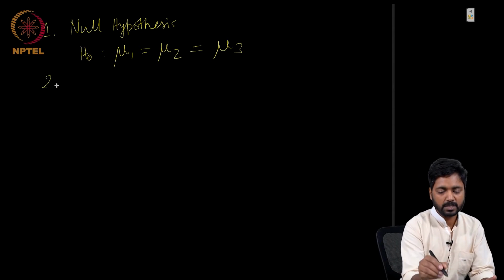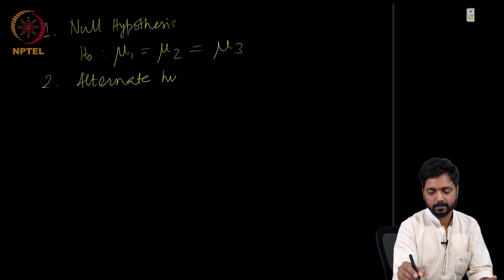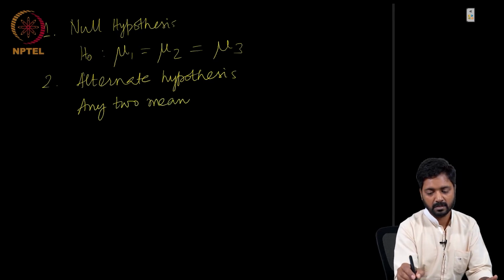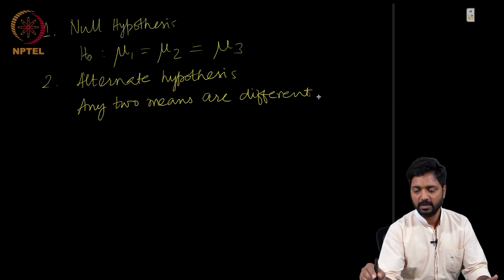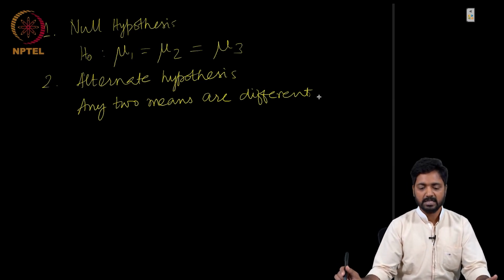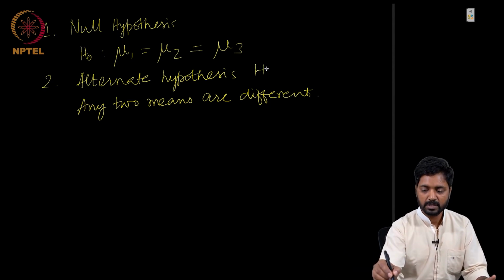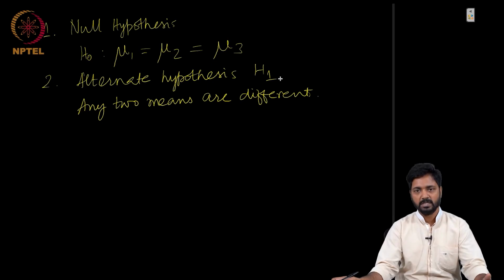The alternate hypothesis for us will be that any 2 means are different. It can be even any 3 of the means are different, but at least any 2 of the means are thought to be different in the alternate hypothesis H1. Now let us execute the analysis of variance for this data set.